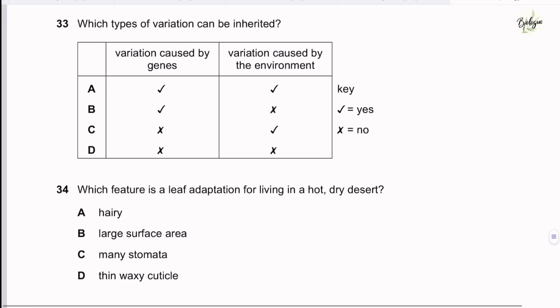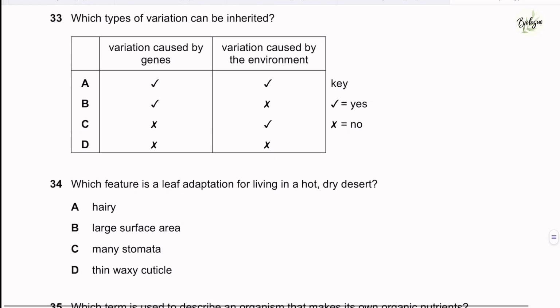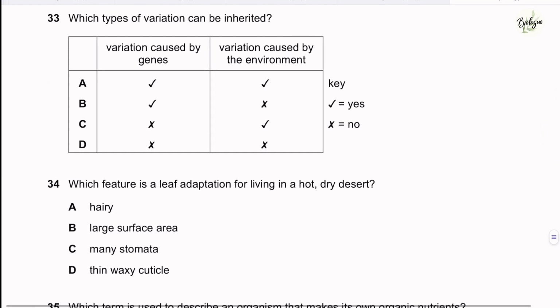Alright, question 33. Which types of variation can be inherited? So with this, variation caused by genes can be inherited. Variation caused by the environment cannot be inherited. Inherited meaning passing down of phenotypical and genotypical features, and phenotypical features are influenced by combinations of genes, which are the only things that can be passed down from one generation to another. Alright, so the answer is B.